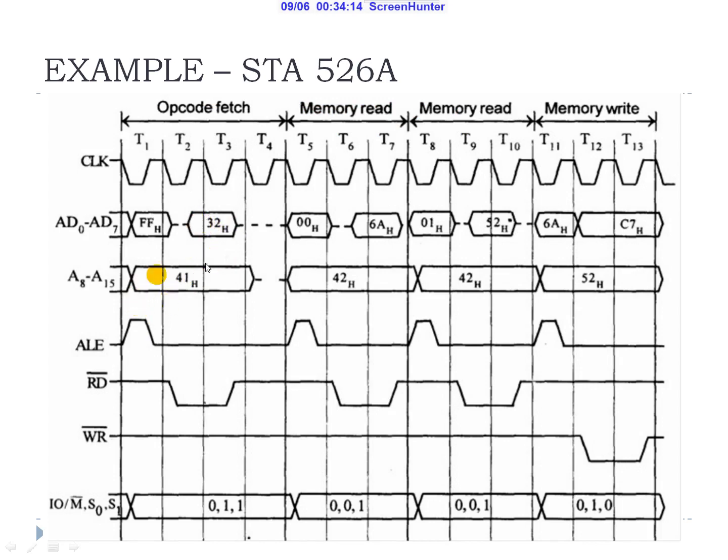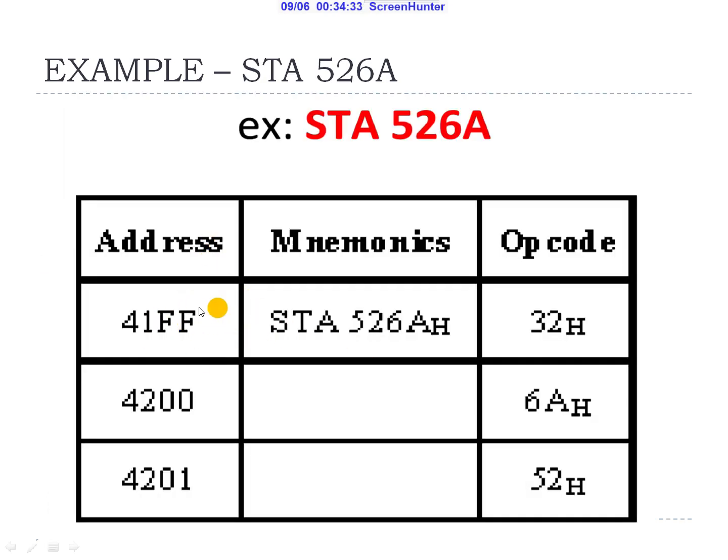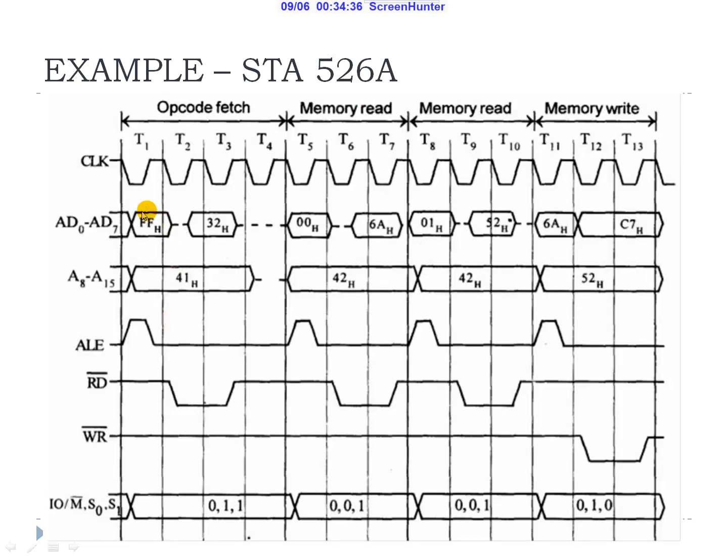So this lower order has to get into the lower order address line, and the higher order has to be fetched by the higher order address line. So we will have FF and 41 in the particular locations of this address line. The lower order is FF, and the higher order is going to be 41.